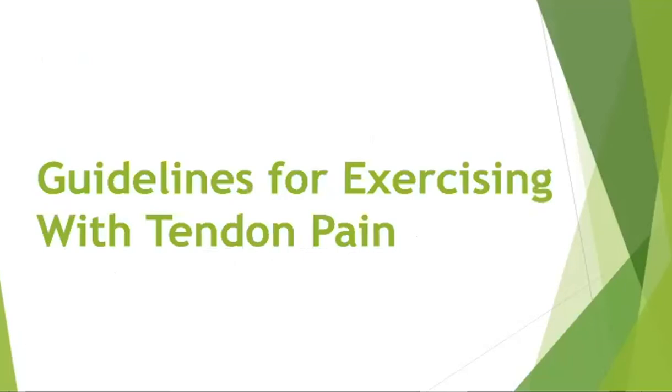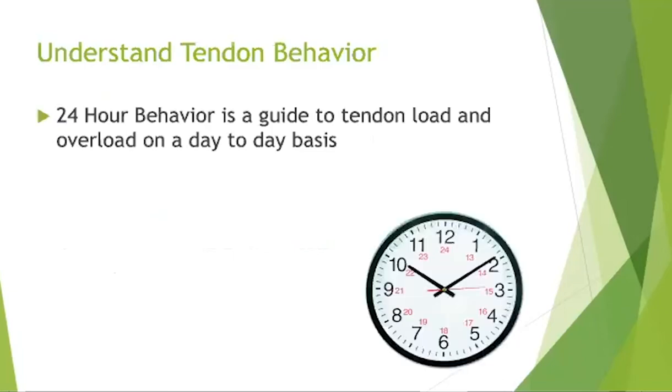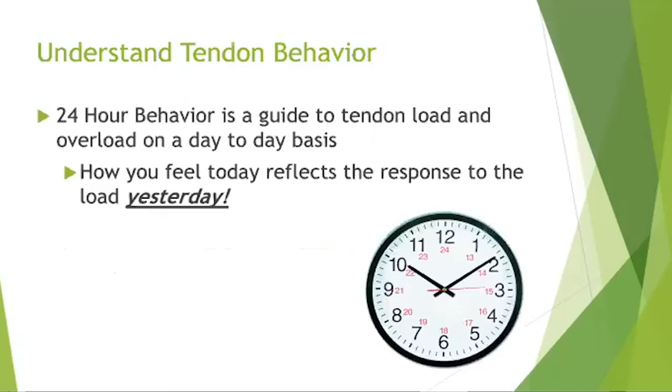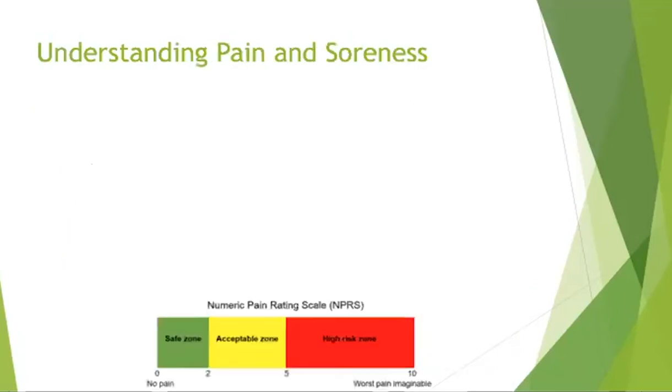So let's talk about some guidelines for exercising with tendon pain. The focus is going to be here on the lower body, but these principles can generally be applied to the upper body as well, and they are general guidelines overall. So understand tendon behavior. 24-hour behavior is a guided tendon load and overload on a day-to-day basis, meaning how you feel today is how your tendon responded to yesterday's load. More isn't always better. No pain, no gain is actually not true.